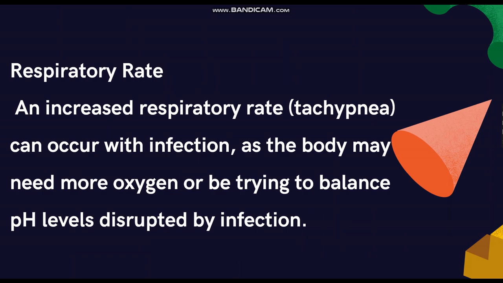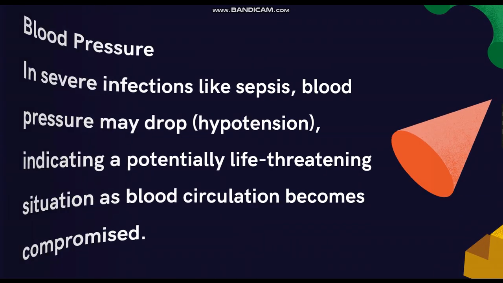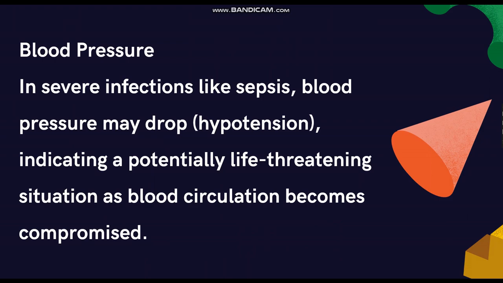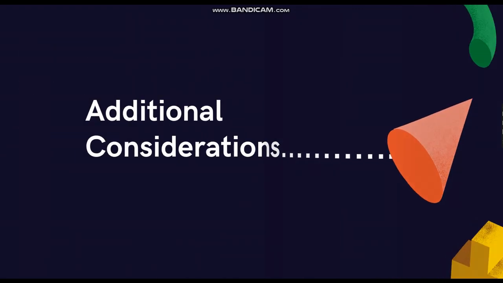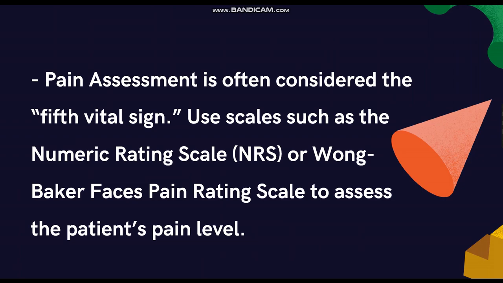Respiratory rate. An increased respiratory rate can occur with infection as the body may need more oxygen or be trying to balance pH levels disrupted by infection. Blood pressure. In severe infections like sepsis, blood pressure may drop, indicating a potentially life-threatening situation as blood circulation becomes compromised.